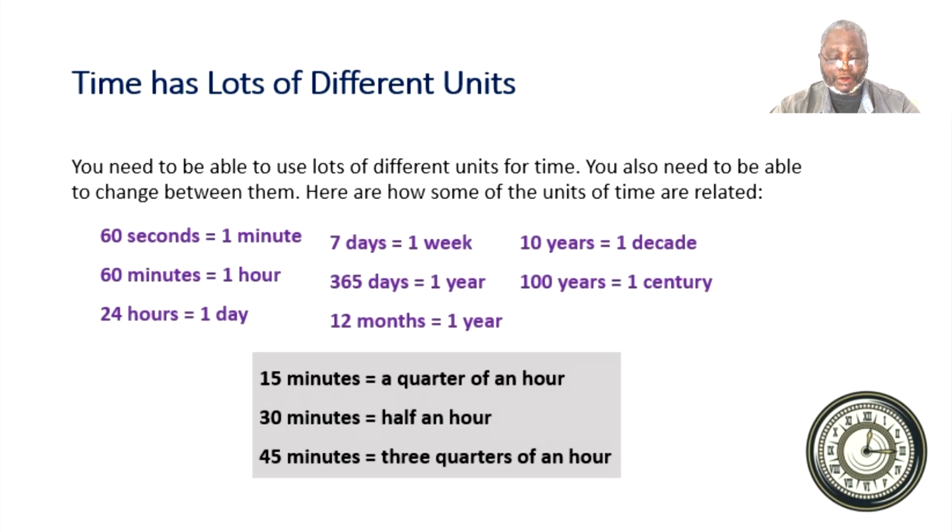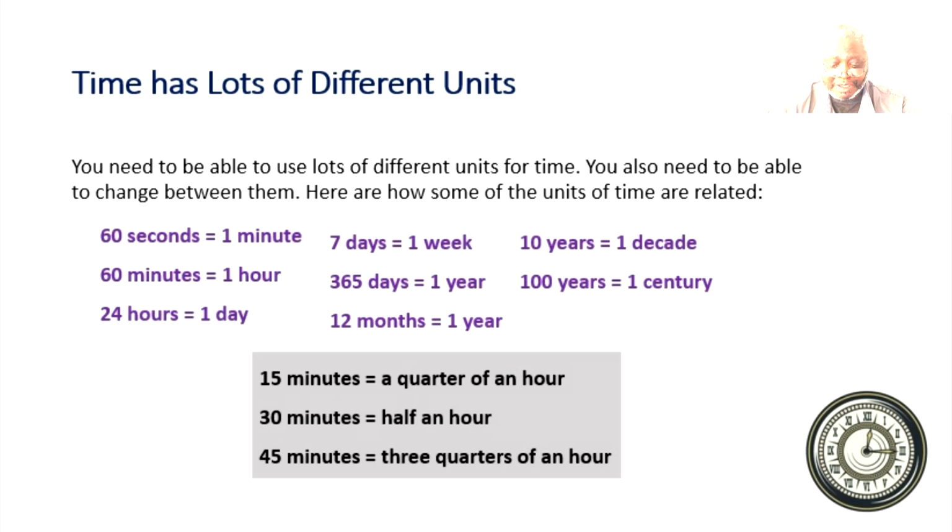Read them down in columns, please. 60 seconds is equal to 1 minute, 60 minutes is 1 hour, 24 hours is 1 day. Column 2: 7 days is equal to 1 week, 365 days is a year, and 12 months is equal to 1 year. Then column 3: 10 years is a decade, 100 years is a century.